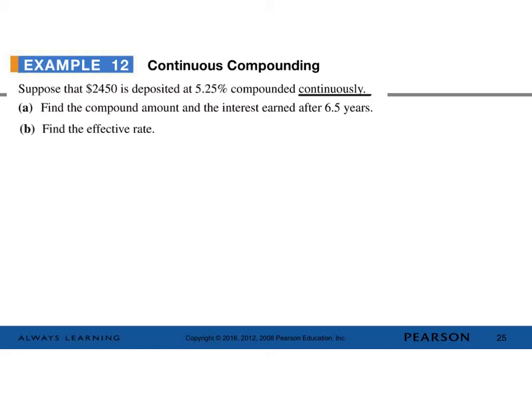So returning to example 12, suppose that $2,450 is deposited at 5.25% interest compounded continuously. First, they want us to find the compound amount, then the interest earned after 6.5 years, and then the effective rate. We can do all of this on the calculator, so we will begin with the TVM solver.